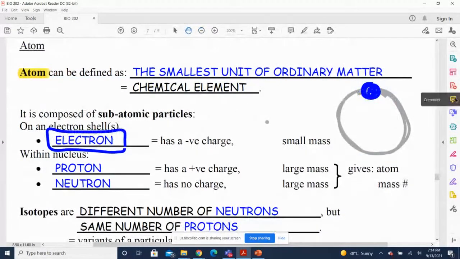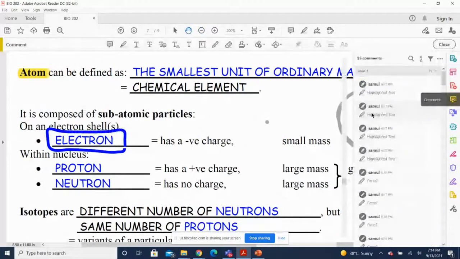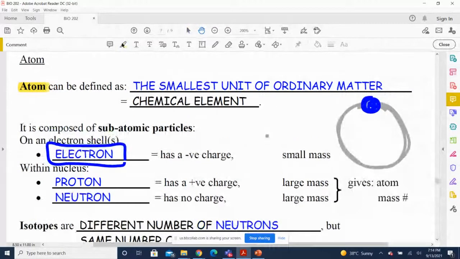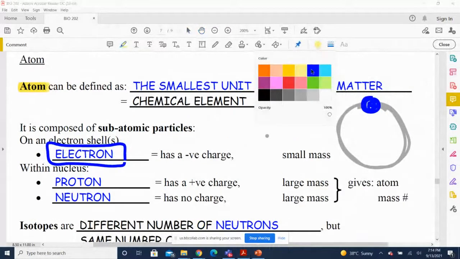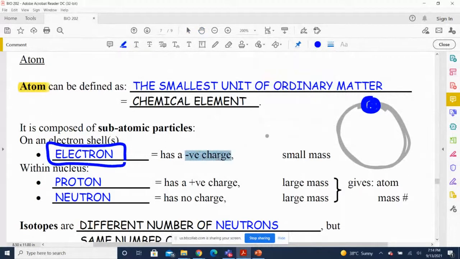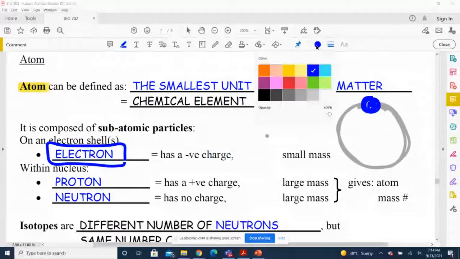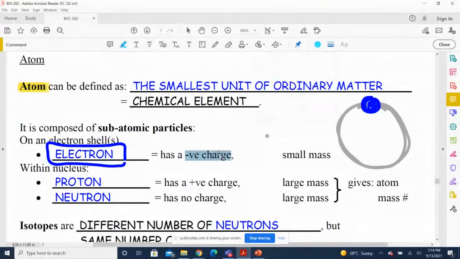Ooh, I'm losing my tools there, so let's pull them back up. And whether some subatomic particle has a negative or positive charge, it will become important in a little bit. So just keep that in mind, that electrons are always negatively charged.